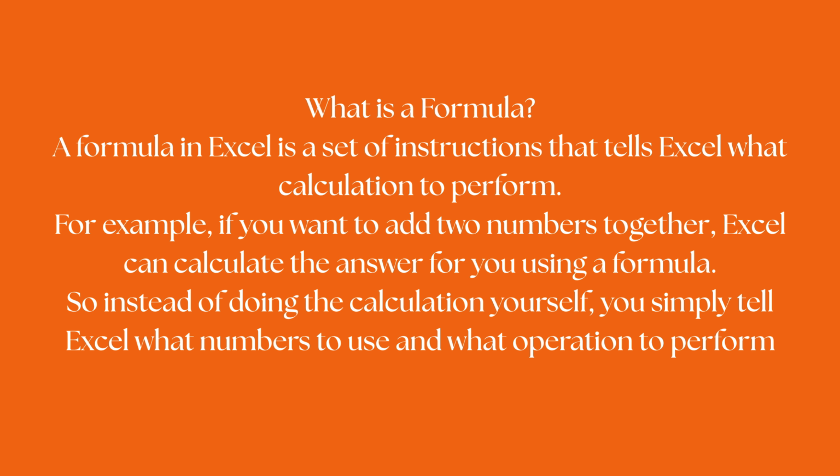Let's say cell A1 contains 10 and cell A2 contains 20. If we want Excel to add these numbers together, we can write this formula: equals A1 plus A2. Then we press the enter key. Excel will look at the value in A1 and the value in A2, add them together, and show you the result. The result is usually displayed in another column.